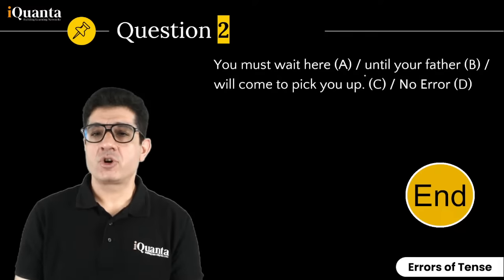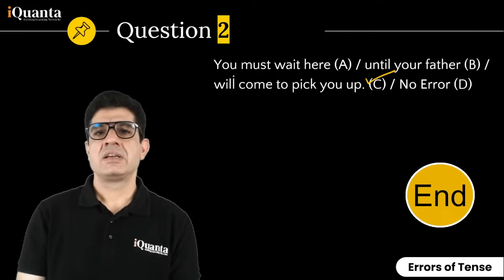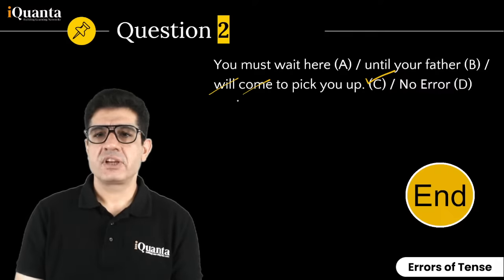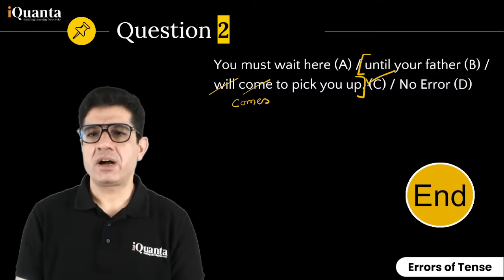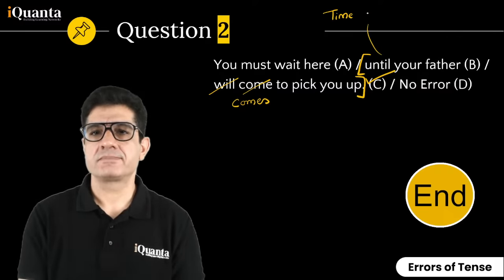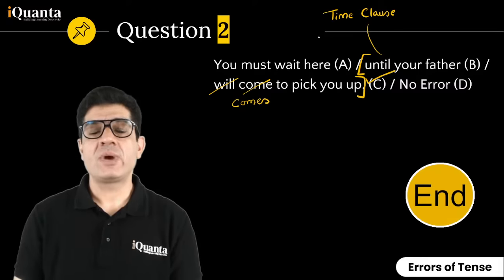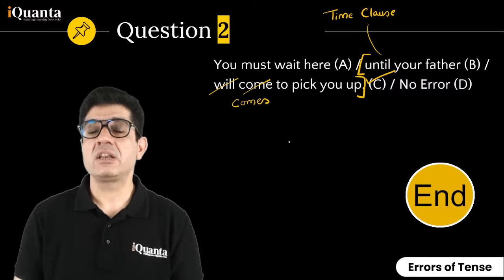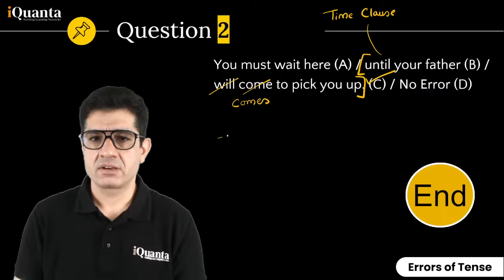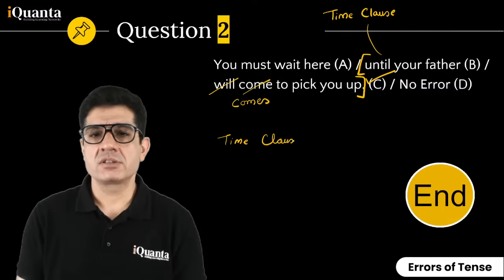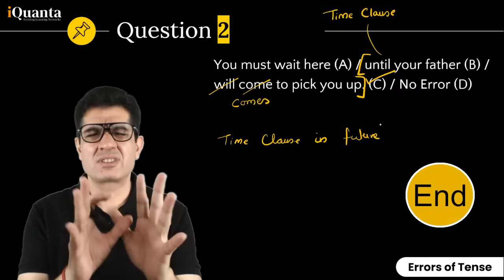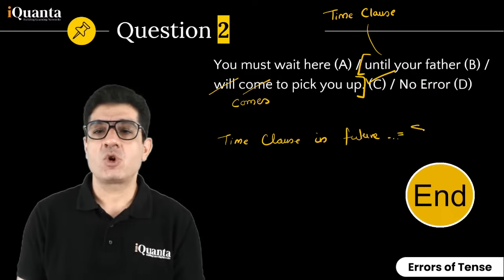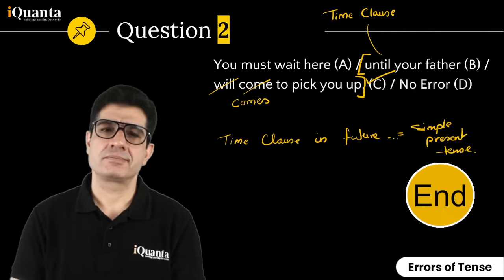Okay, so the answer here is C. The correction is it should be until your father comes to pick you up. And now the reason. This particular part is called a time clause. Now, whenever we use a time clause in future tense, in a sentence that is talking about the future, just keep it simple, then the time clause is always stated using the simple present tense.